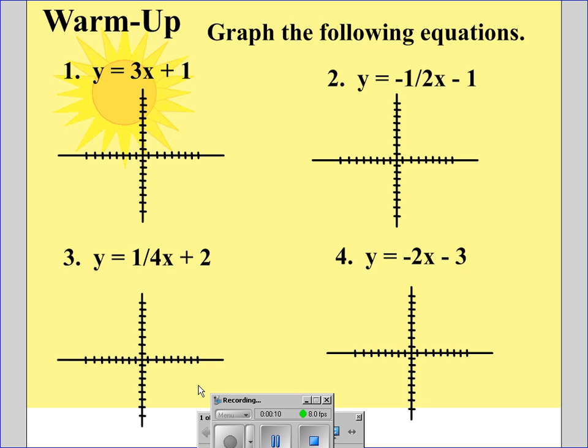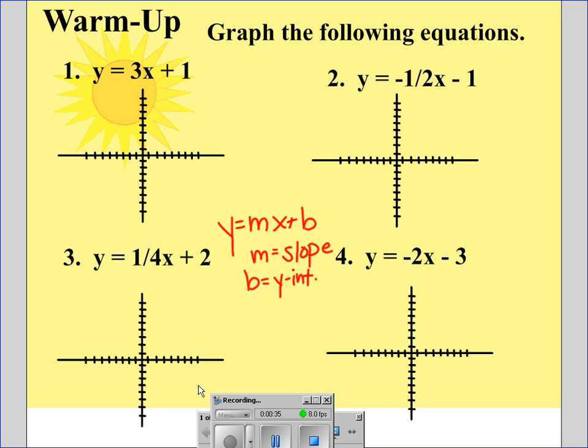The first problem says y equals 3x plus 1. The thing that we must remember from the previous units is that in order to graph, you need to have it into y equals mx plus b form, where m is your slope, your rise over run, and b is your y-intercept. B is very important because it's always where you start on the y-axis.